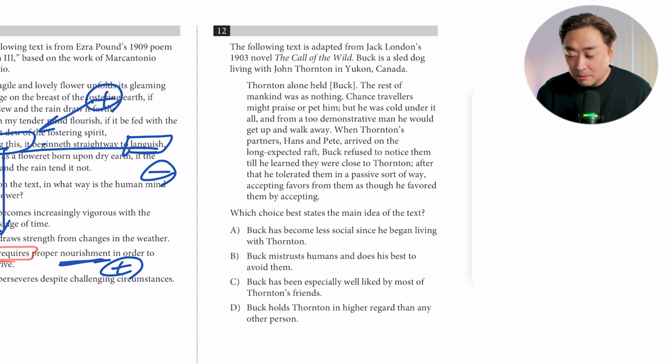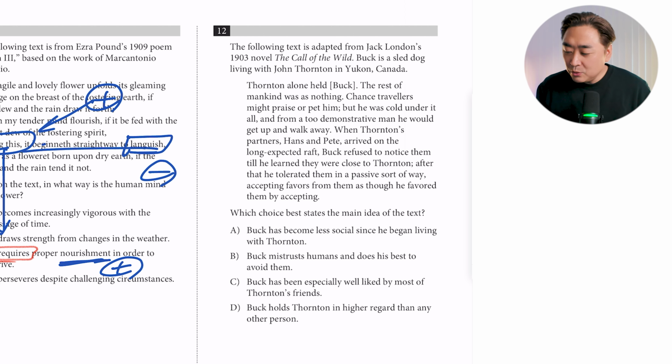A says that Buck has become less social since he began living with Thornton. That's an awful assumption. Yes, he might not like other people other than Thornton, but that doesn't mean that he has become less social. Maybe he was always antisocial. How do you know? B says Buck mistrusts humans and does his best to avoid them. Again, that's an awful assumption too. Some people might assume that because he's not nice to other people, but mistrusting, you're going way too negative with this. And also, it doesn't have Thornton. So B doesn't have Thornton. I need that, okay? Remember, those two nouns have to exist in the correct answer.